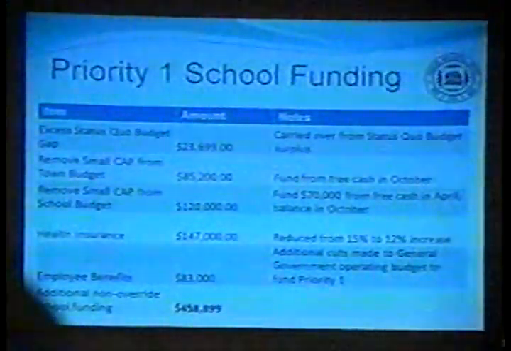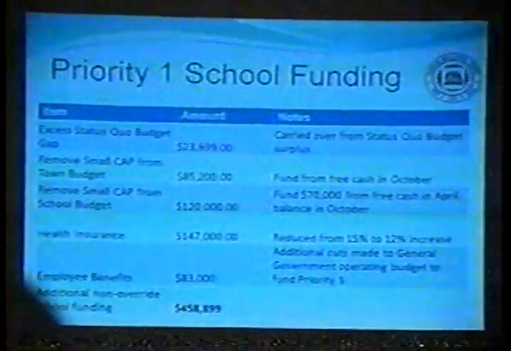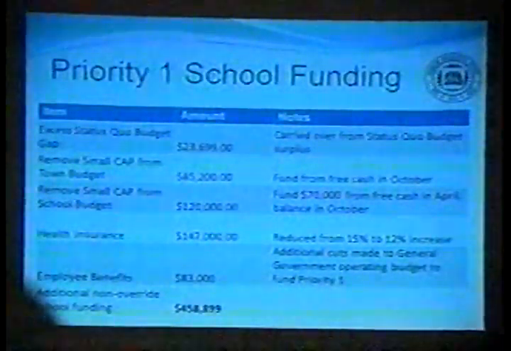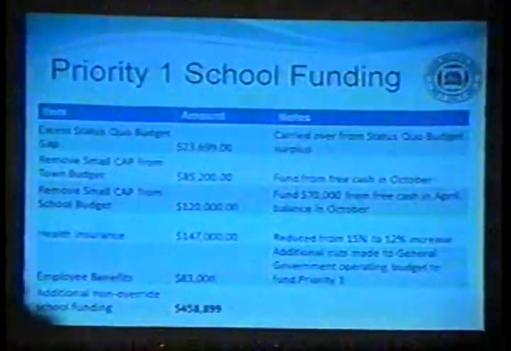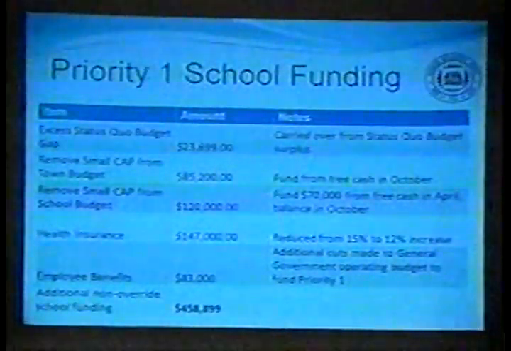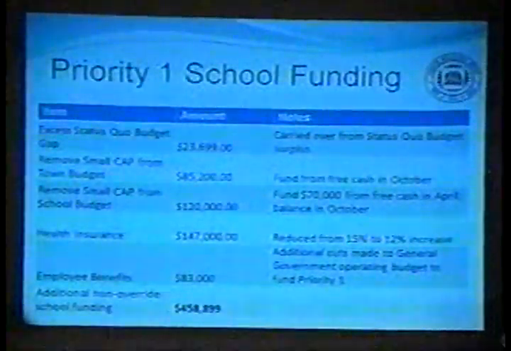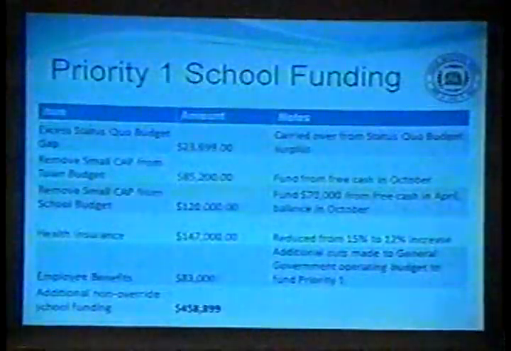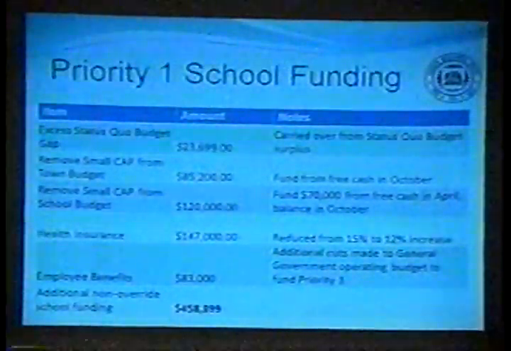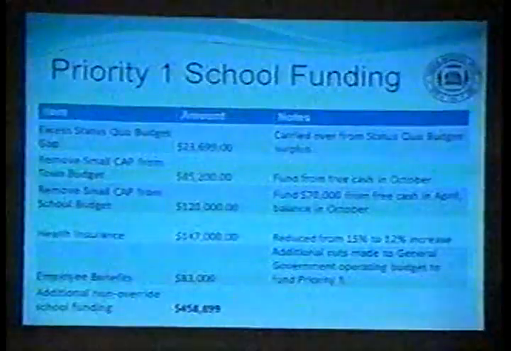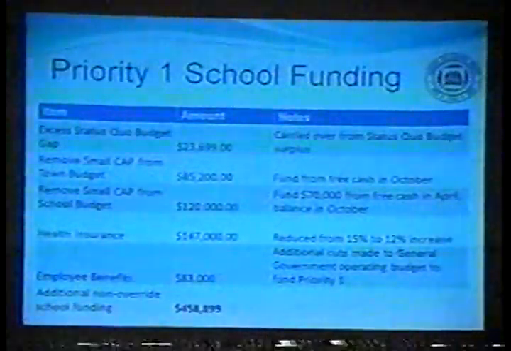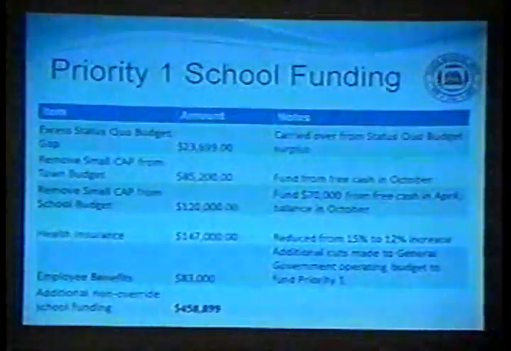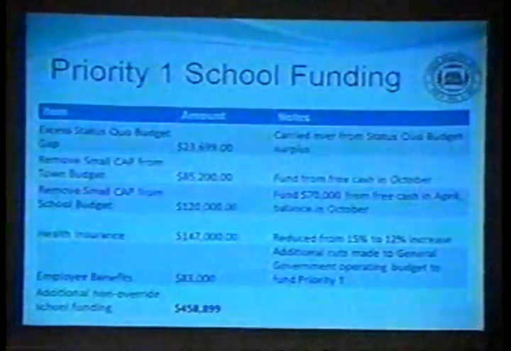We took the status quo budget gap excess of $23,699. We removed from the town budget our small capital of $85,200. Items in here include a number of things, including a police cruiser, copy machines, things like that. And our plan is to fund that at our October town meeting out of anticipated free cash.